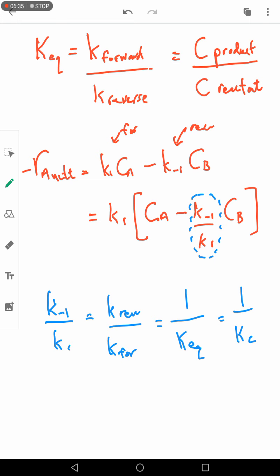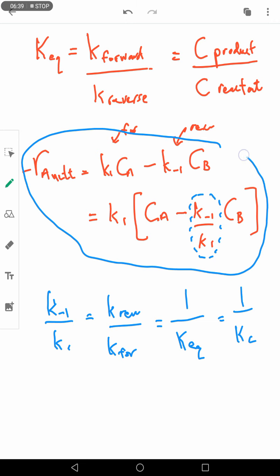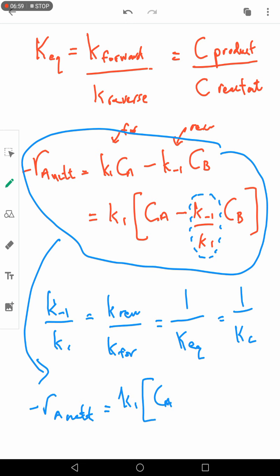Jadi untuk equation ini kita boleh tulis as RA net bersamaan dengan K1 CA minus CB over K equilibrium, capital equilibrium. Okay.